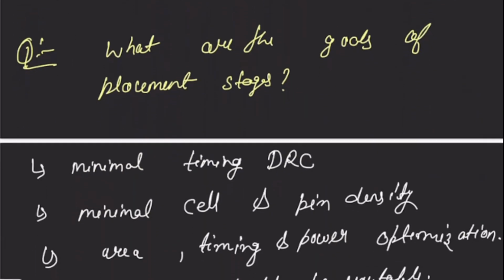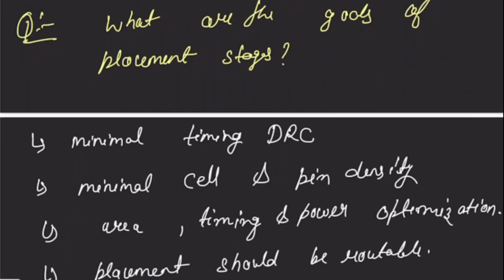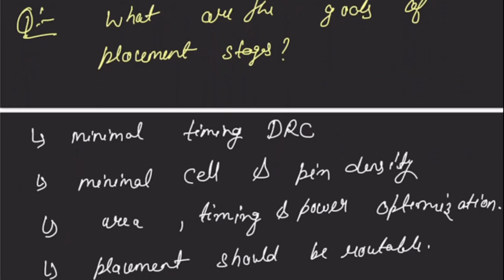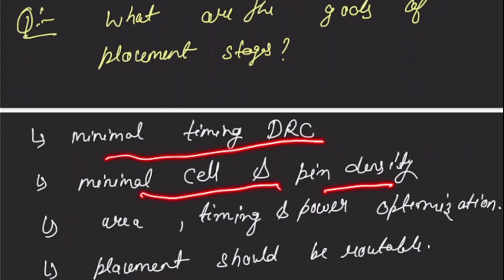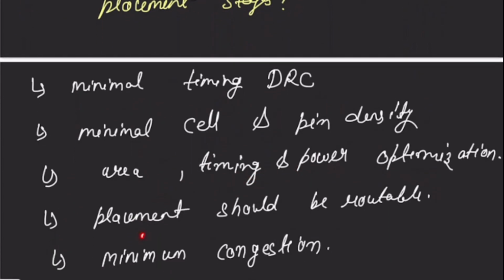Now next question is, what are the goals of the placement stage? The placement stage goals we need to tell in this question. Minimum timing DRCs, minimum cell density and pin density, area and timing and power optimization. Placement should be routable. It means you should have a routable placement, which you can route easily. And minimum congestion. Congestion is very important. You should have minimum congestion in the placement stage.